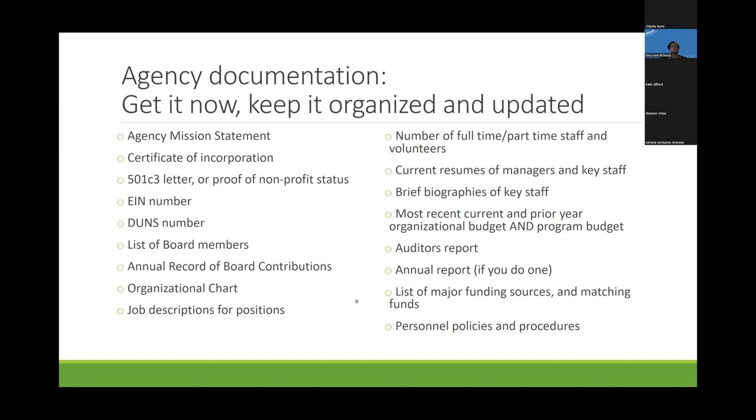So this is my sort of cheat sheet of agency documentation. And you know, if you're not a 501c3, that's not going to be as important, but thinking about keeping it organized and updated, so that you have a kind of packet. The more you do this and the more template stuff you can have ready to go, I think the easier it becomes. Your mission statement, if you have a certificate of incorporation, 501c3 documentation, and the year, of course, any other proof of a different form if you have a nonprofit status, your EIN number and your DUNS number, who your board members are.